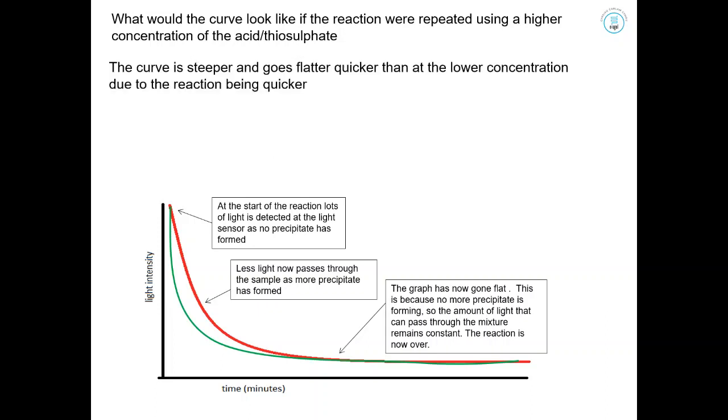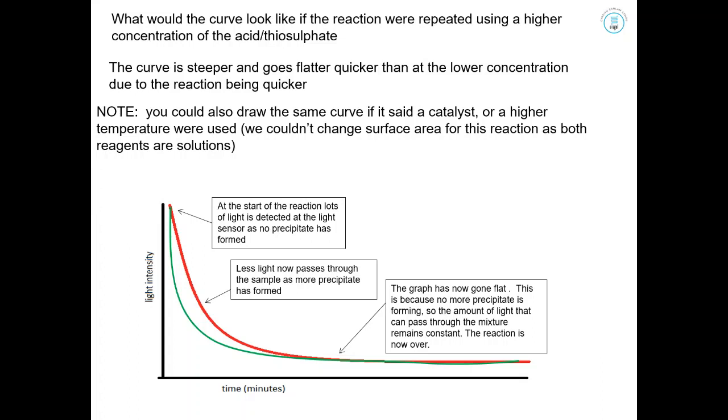So that curve as well, your steeper curve would be if you'd used a catalyst in the reaction or you'd found some way of making it go faster. Okay. Obviously, you can't change surface area of reagents that are aqueous.